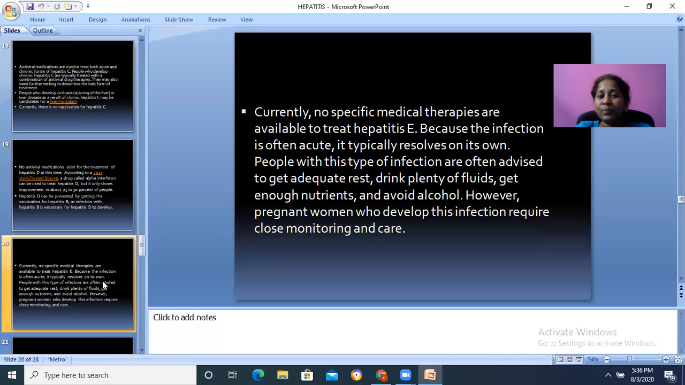Currently, no specific medical therapies are available to treat hepatitis E because the infection is often acute. It typically resolves on its own. People with this type of infection are often advised to get adequate rest, drink plenty of fluids, get enough nutrients, and avoid alcohol. However, pregnant women who develop this infection require close monitoring and care.